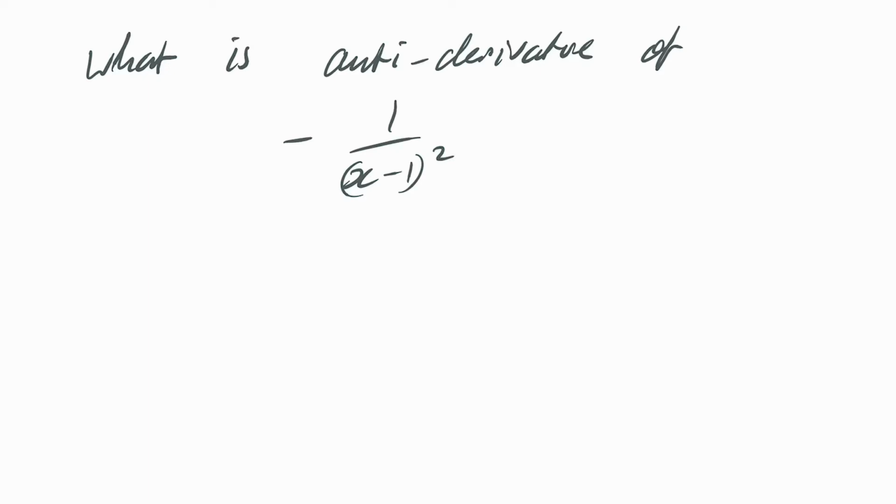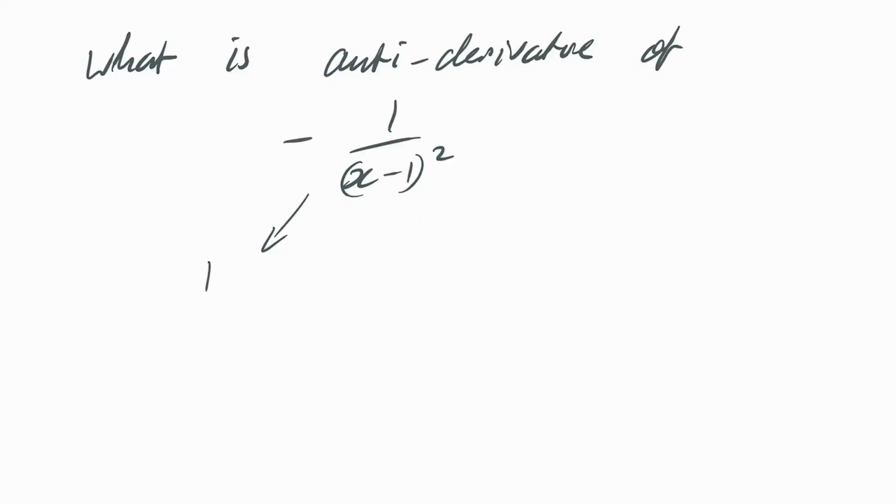So let's say we're given the function minus 1 over (x minus 1) squared and ask what is the antiderivative of this. It might be tempting to just jump to the conclusion and say, well, if I differentiate 1 over x minus 1, that's going to give me minus 1 over (x minus 1) squared. So that looks like it's sensible. A sensible starting place anyway.